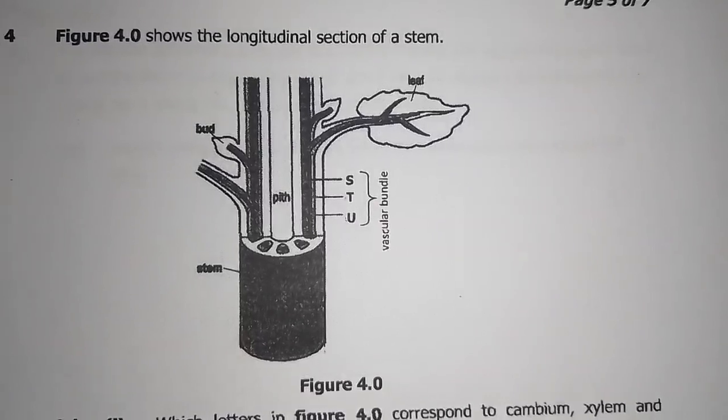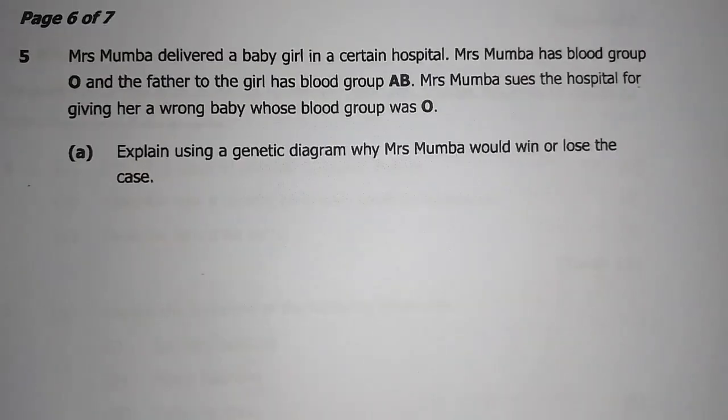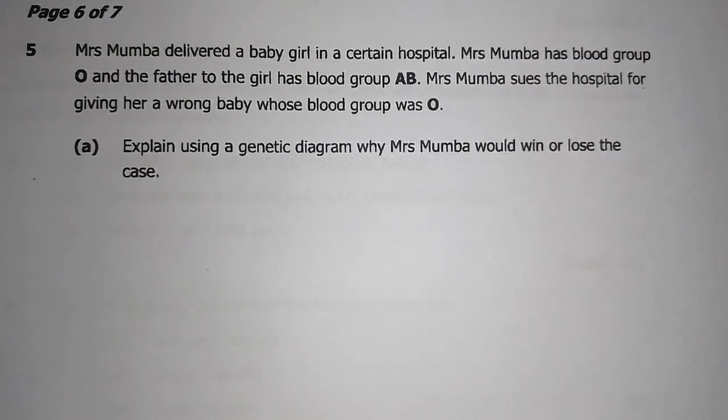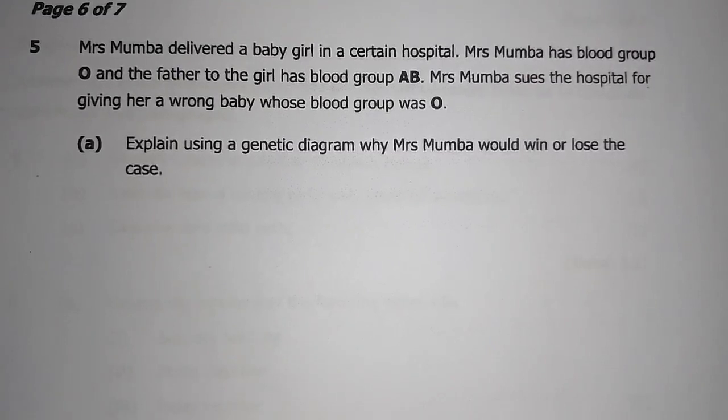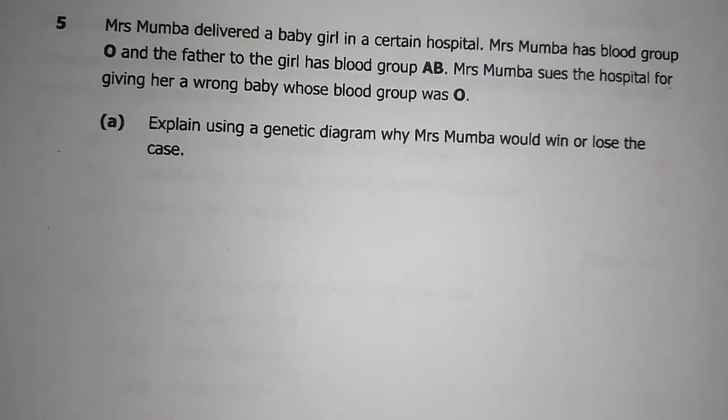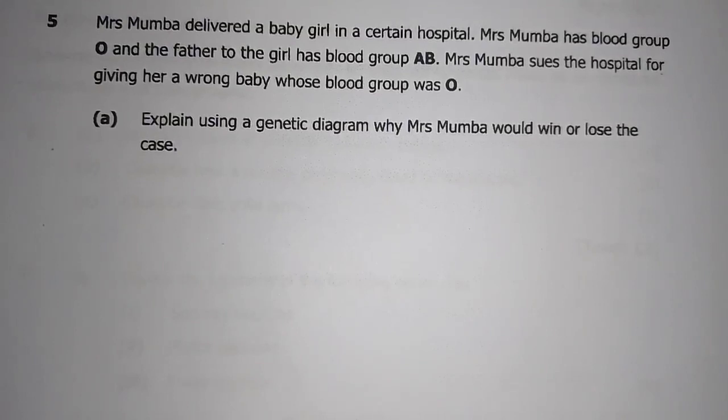Okay, so we move to the last question under section A. So this is our last question. Always it comes under genetics. Even the exams that you are going to write, you even know that the first question is under genetics. So this is a nice question. Mrs. Mumba delivered a baby girl in a certain hospital. Mrs. Mumba has blood group O, and the father of the child has blood group AB.